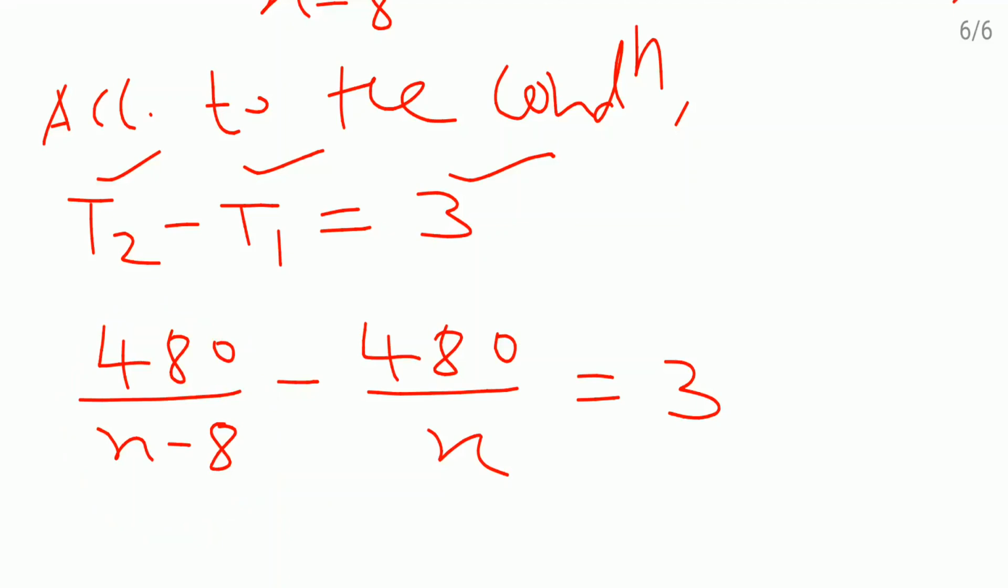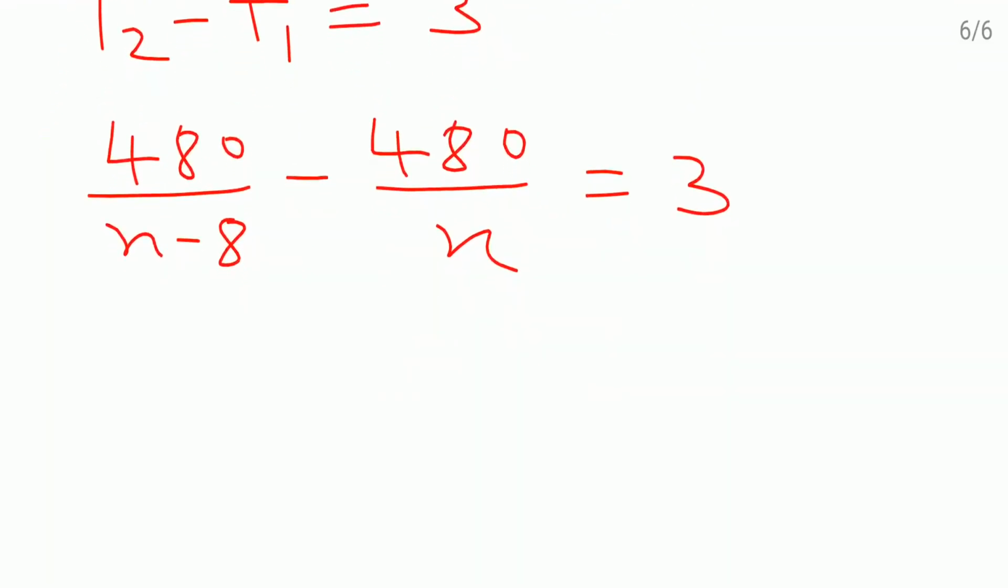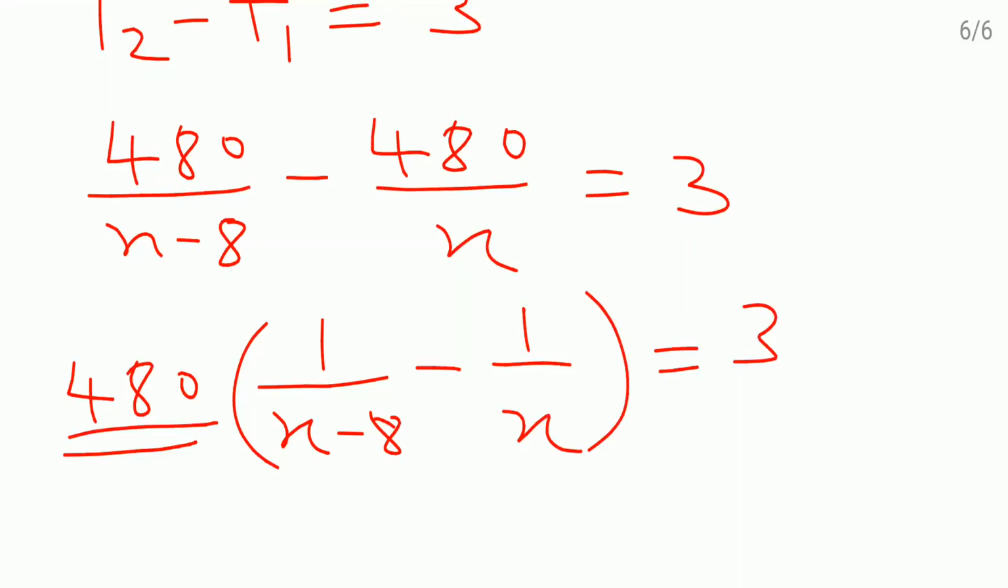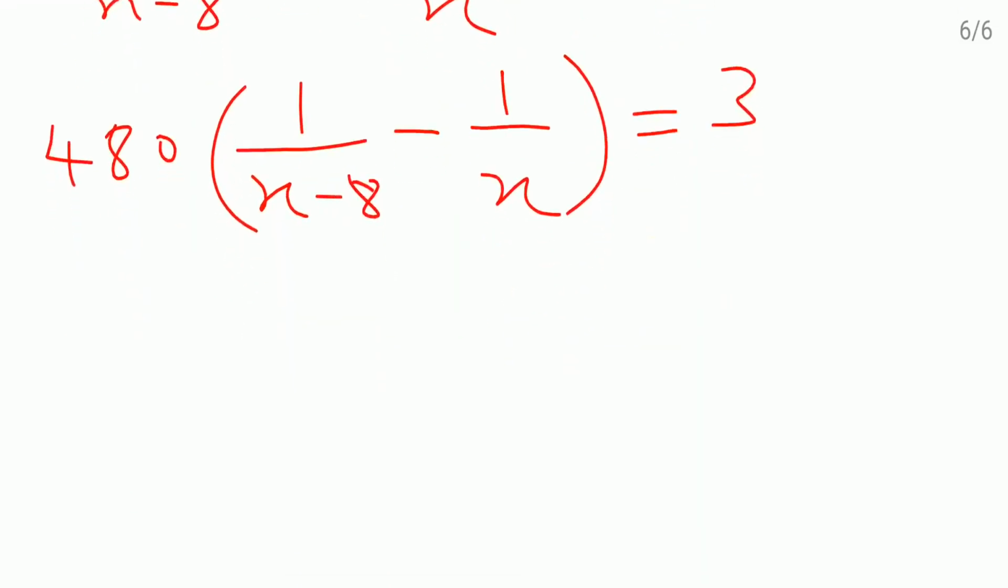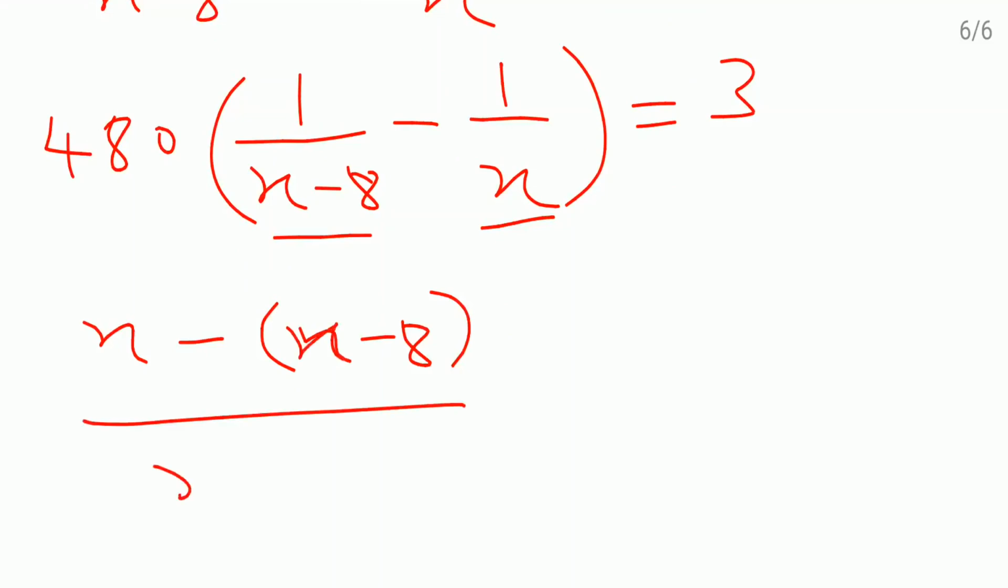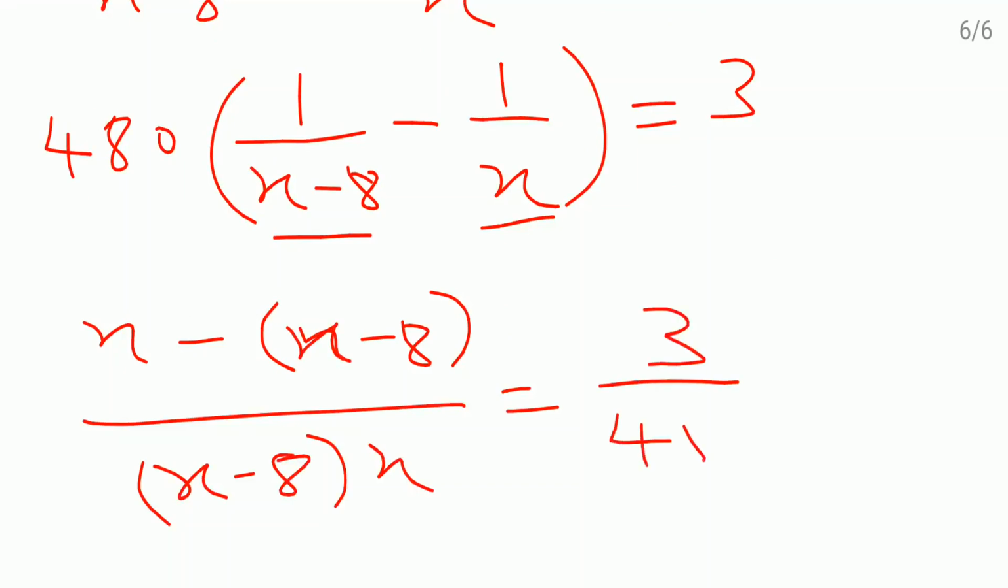Now see, in both the terms 480 is common. So I will take 480 as common from there. So here 480 is out of the bracket: 1 by x minus 8 minus 1 by x is equal to 3. This 480 which is multiplying here, I will send that side to divide. See here now, I will do LCM for these two terms. So x minus 8 divided by x minus 8 into x is equal to 3 divided by 480.